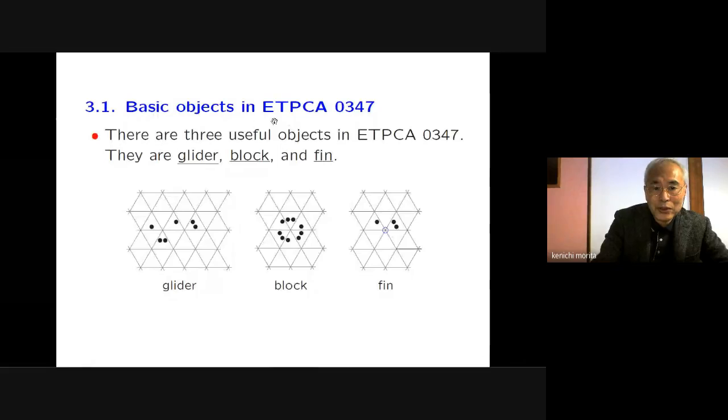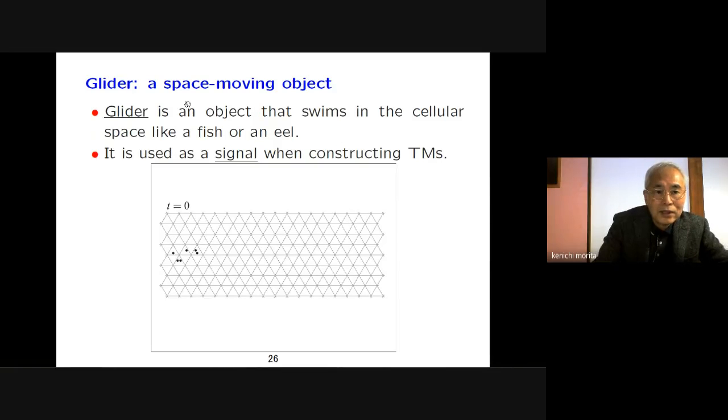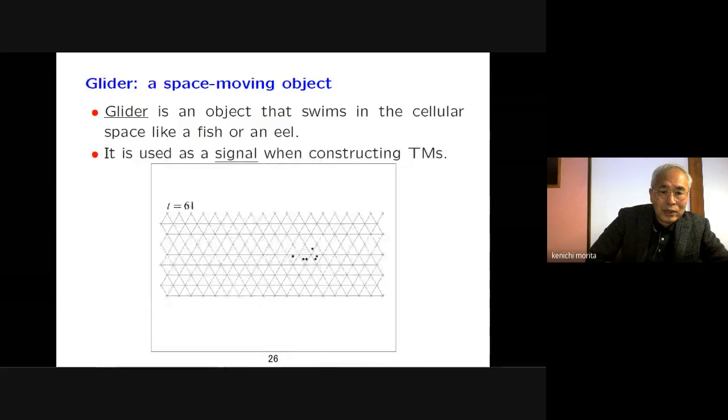We go back to ETPCA 0347. There are three useful objects in ETPCA 0347. They are glider, block, and fin. Glider is a space-moving object that swims in the cellular space like a fish or an eel, like this. Okay, it will be used as a signal when we construct Turing machines.